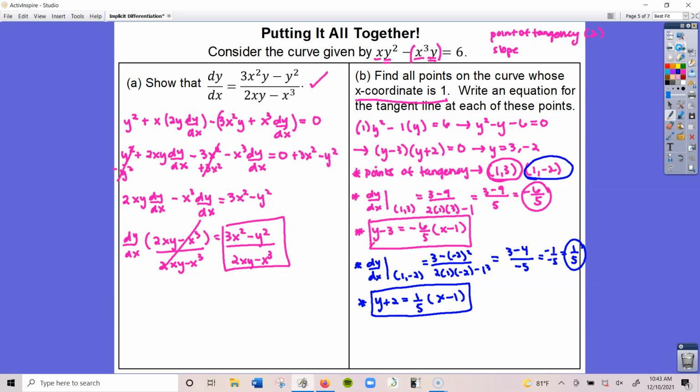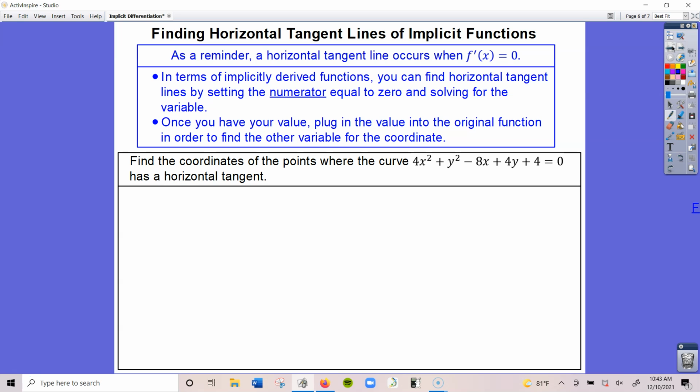Now let's have a look at finding horizontal and vertical tangent lines. Starting with horizontal tangent lines, a horizontal tangent line occurs when your derivative is equal to 0. In terms of implicitly defined functions, you can find a horizontal tangent line by setting the numerator of the derivative equal to 0. And once you have that particular x, then we would plug it back into the function to get the y value.